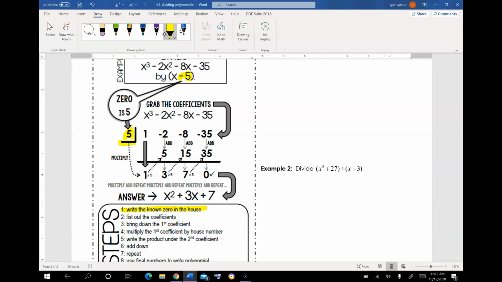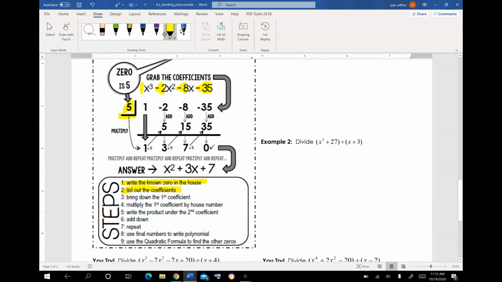List out the coefficients. We've talked about that word. A coefficient is the number in front of x. If there is not a number in front of x, it is an understood 1. So you're going to list out your coefficients. If you look here, my coefficients are 1, -2, -8, and -35. Do you see how they drop those down without the variables?